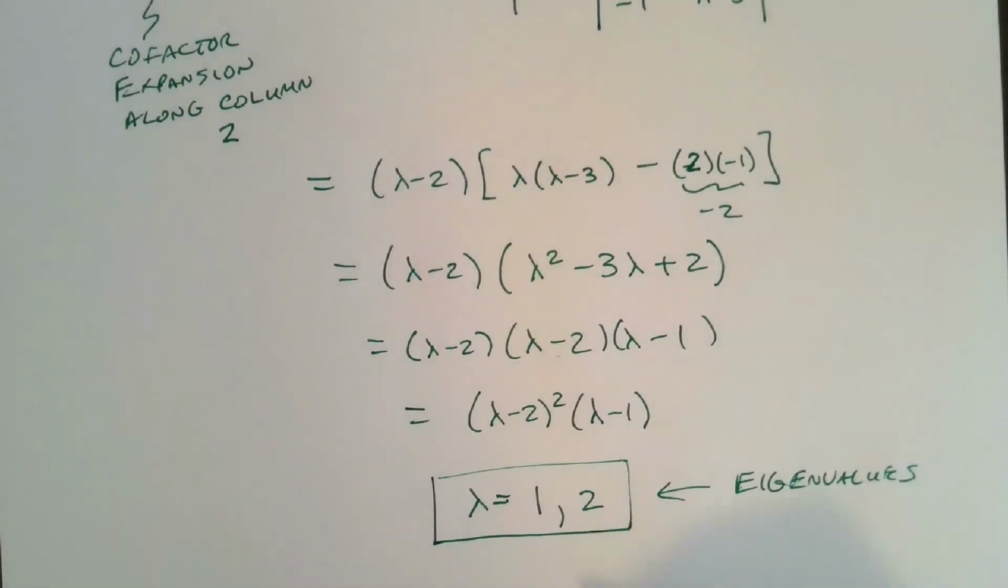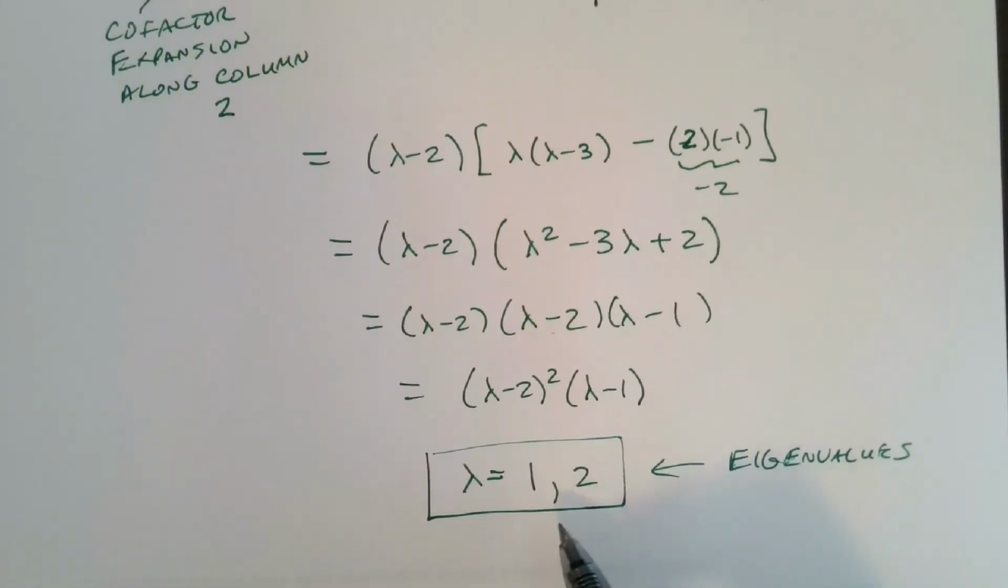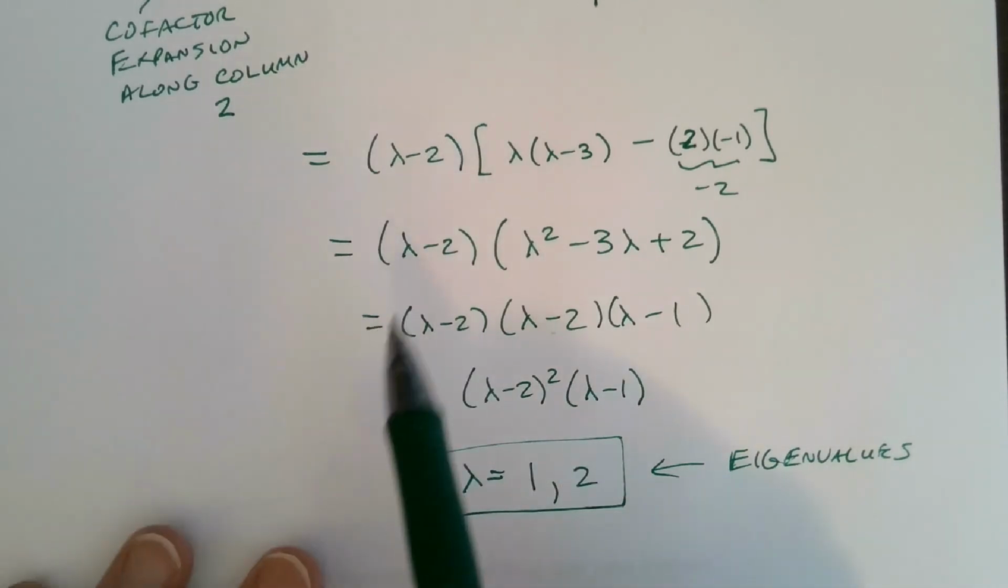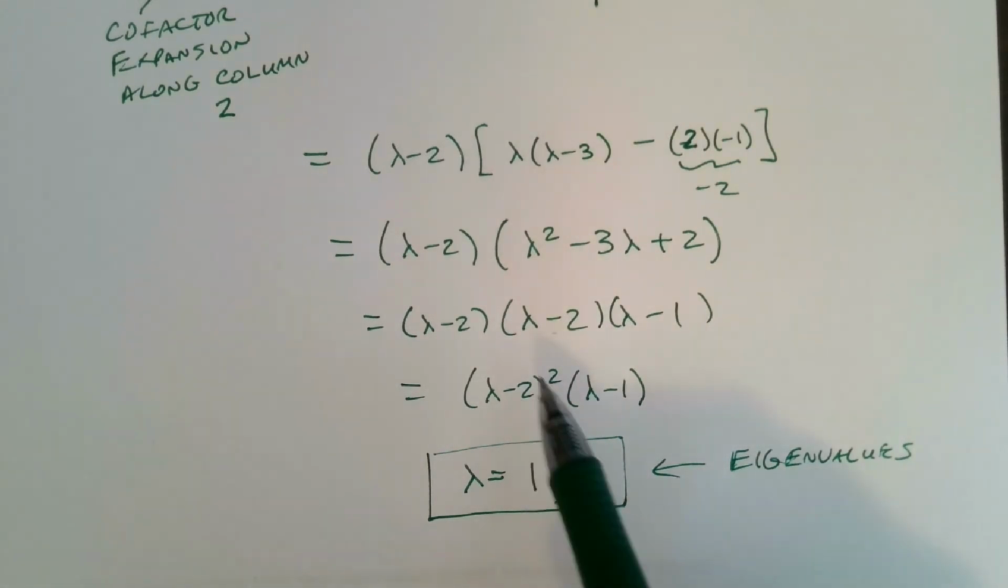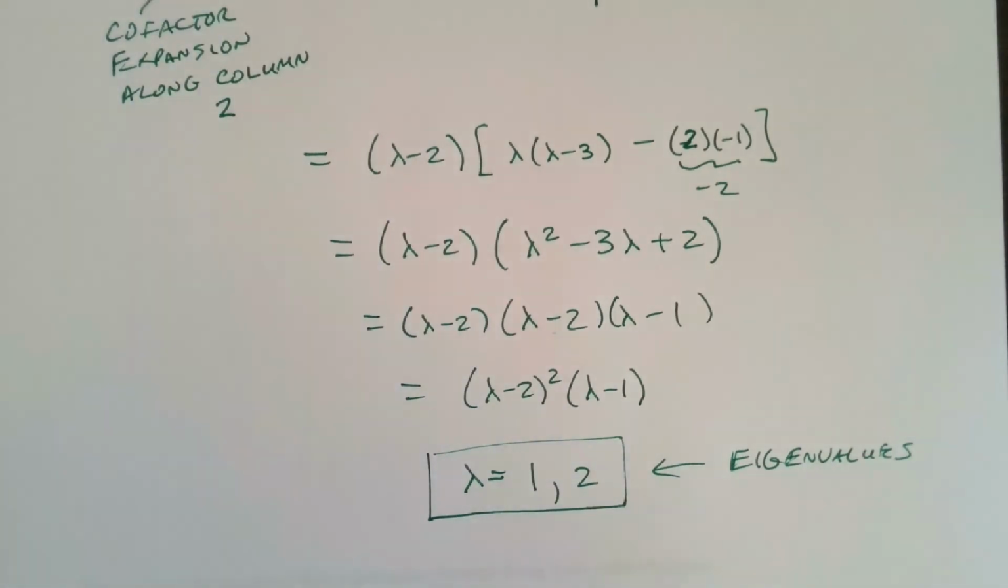Now notice I've got two eigenvalues here. I can have up to as many as 3 distinct eigenvalues in this case because it's a third degree. If you expand all this out, it's a third degree polynomial in lambda. But we only have 2, and the reason is 2 is a zero of multiplicity 2, right? The factor lambda minus 2 occurs twice.